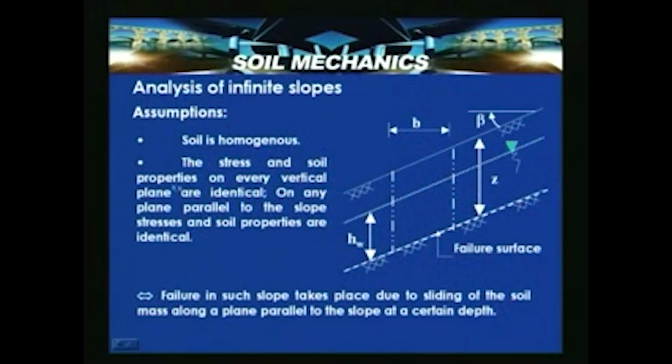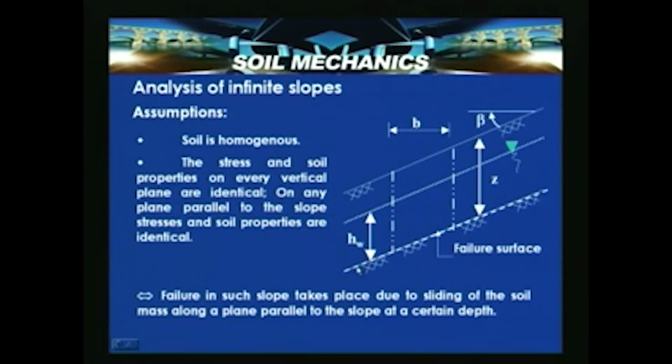So, let us look into the infinite slope stability analysis method. The basic assumptions are once again highlighted. The soil is homogeneous, and the stress and soil properties on every vertical plane are identical. On any plane parallel to the slope, the stresses and soil properties are identical.